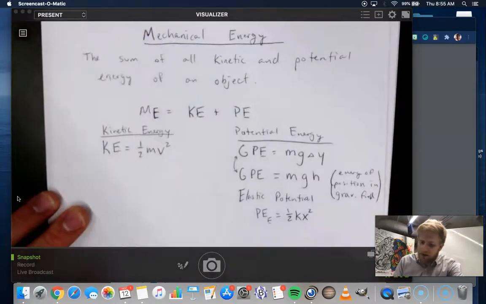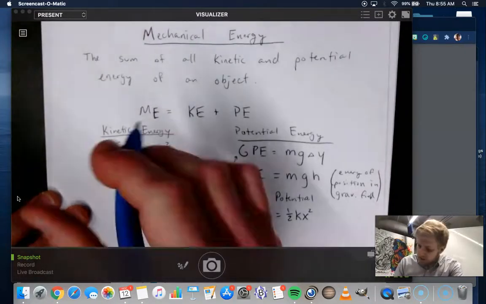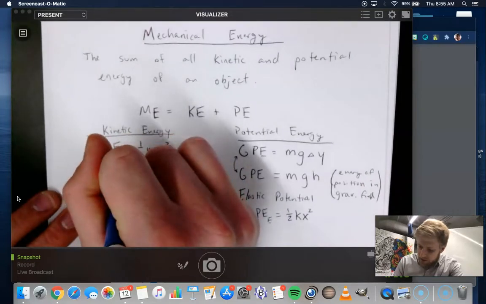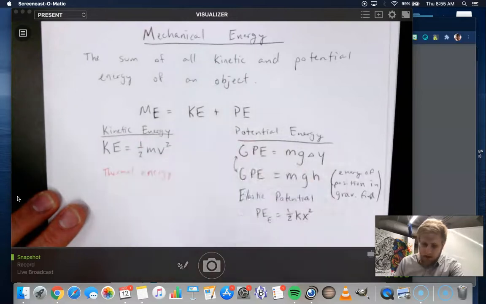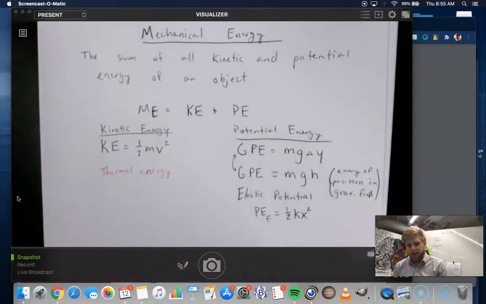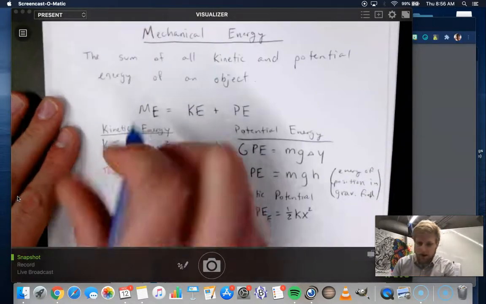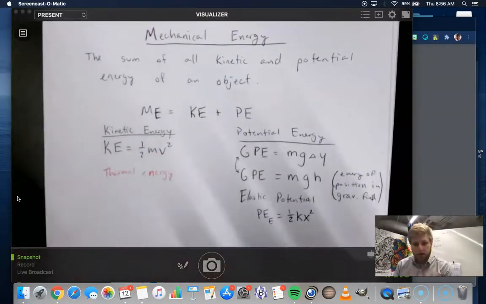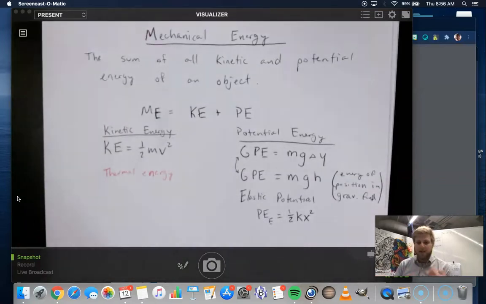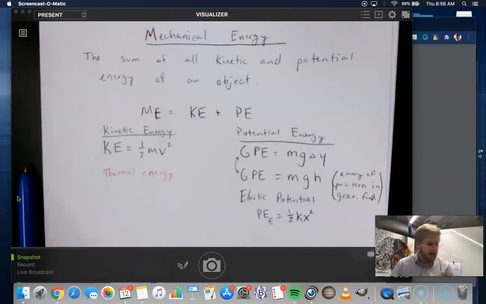And the other type of energy that I wanted to mention is thermal energy. Now, we don't really have an equation definition of that at this time, but it is the average kinetic energy of molecules in a system. So thermal energy is sort of like heat energy in a system. When I rub my hands together, I increase the thermal energy in my hands.